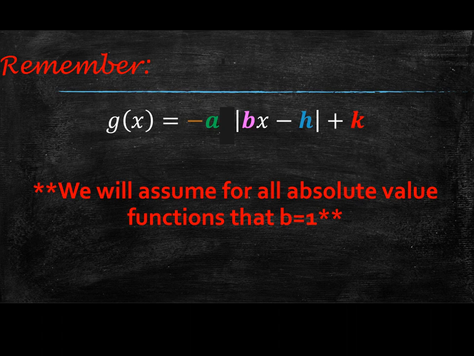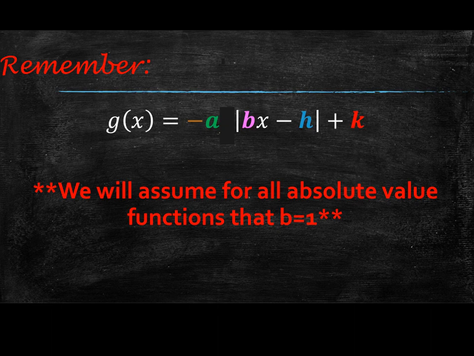In order to write the absolute value equation, you're going to have to remember this general absolute value function. g of x equals negative a times the absolute value of b x minus h, and then plus k. And try and remember what each of those values represent, the a, b, h, and k.